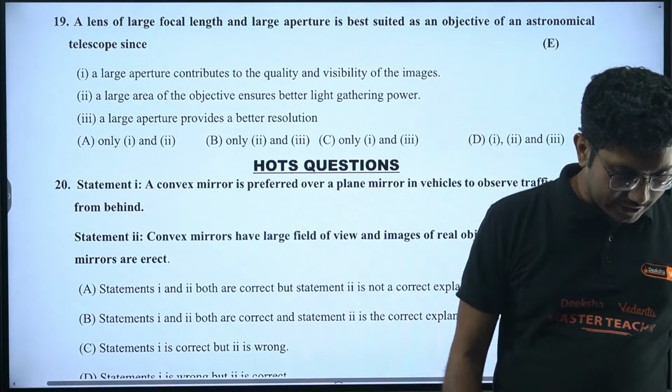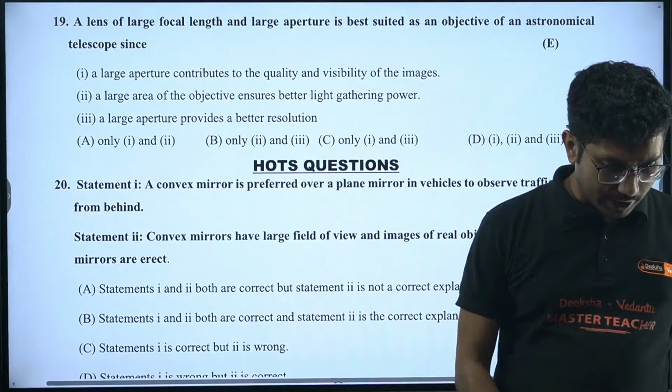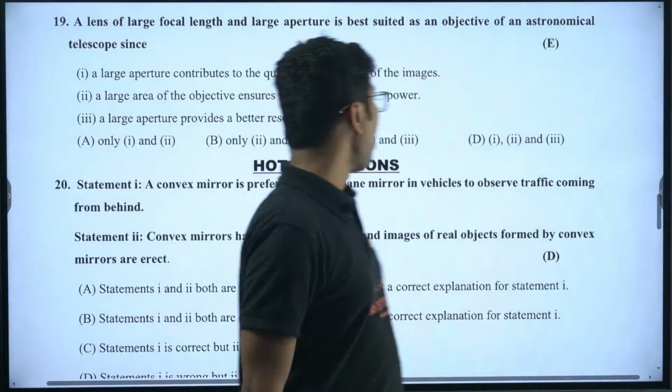Pradeep Rathod is saying option D, Rukmini is saying 19D, Sagar Anmol Chopra is saying D, Nagaraj is also saying option D.